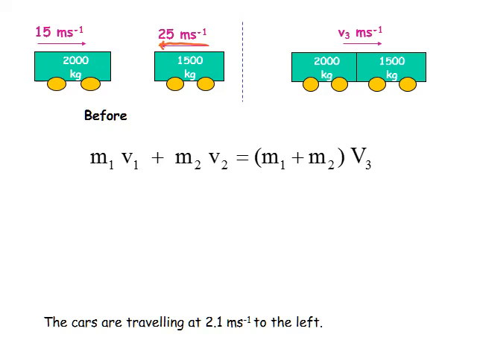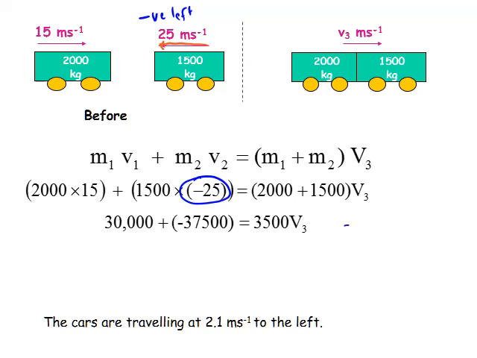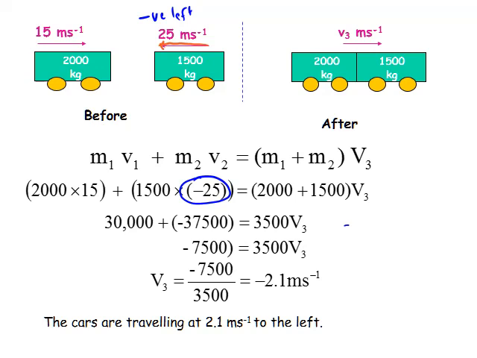So m1 v1 plus m2 v2 is equal to m1 plus m2 times v3. Notice the sign on the velocity here. It's negative because it's going to the left, because velocity is a vector quantity. So we substitute in our numbers, we work out our values, and we add them up. So 30,000 plus minus 37,500 gives us minus 7,500 equals 3,500 times v. So our answer is 2.1 meters per second, and it is actually traveling to the left. Even though our arrow at the top here is going to the right, because we've got a negative, that means it's going left after the collision.